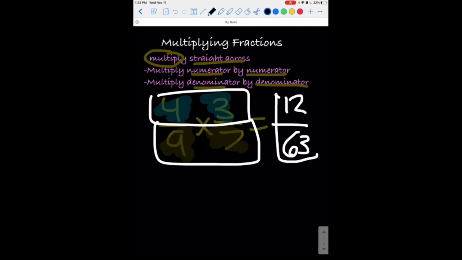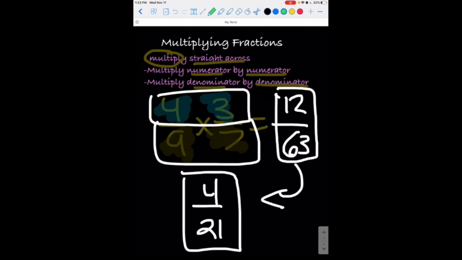You don't want to just leave this as the answer, because right away I notice that I can simplify it down to 4/21. Make sure that if you can simplify further, you do that. That's why you should refer to the divisibility rules. They help so much, because right away I know 12 is divisible by 3, and so is 63, since I add the digits to get the sums. That's why it's super important to know your divisibility rules, because it really helps when you have to simplify fractions. So let's do one more.